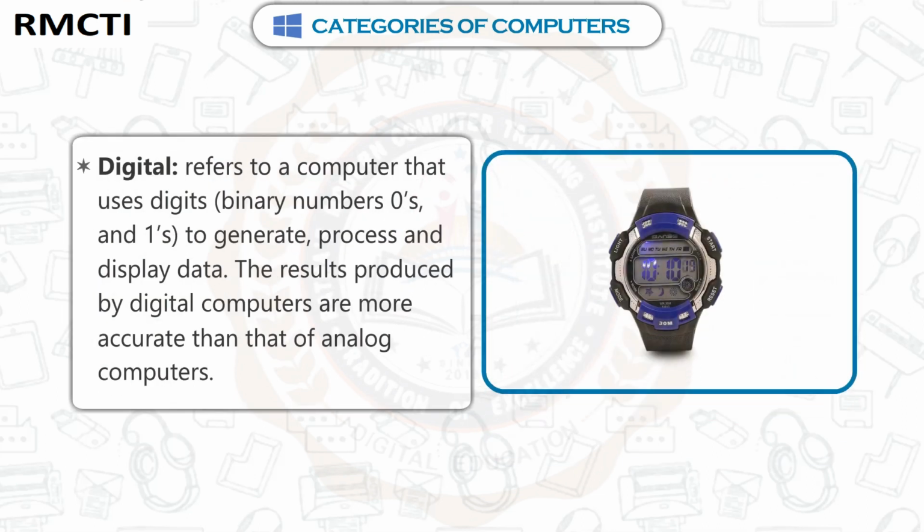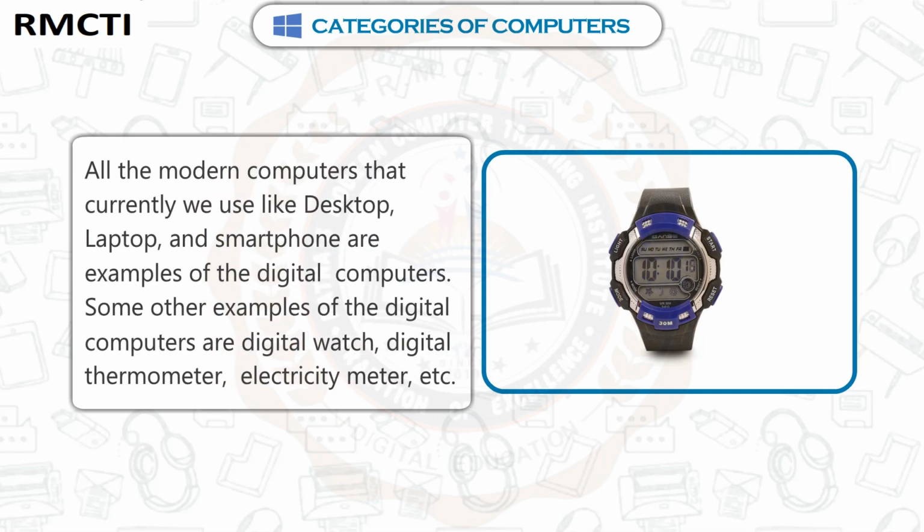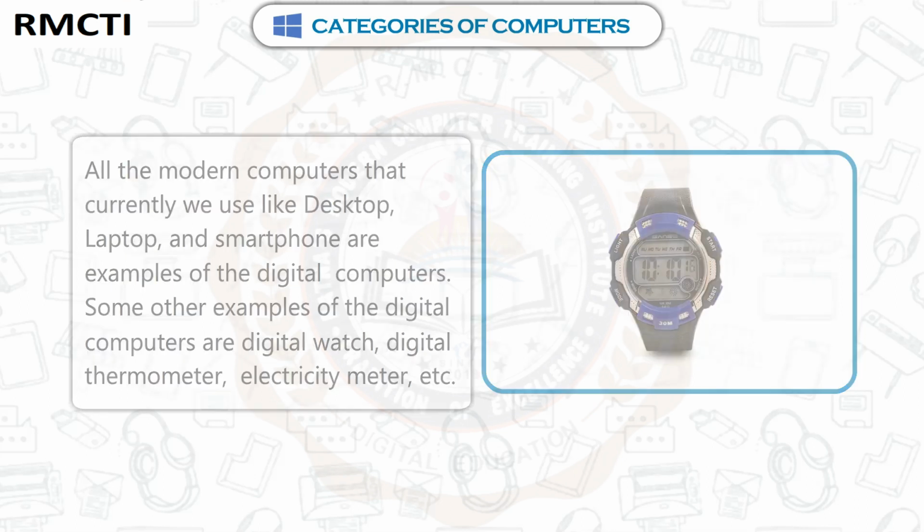Digital refers to a computer that uses digits, binary numbers, zeros and ones to generate, process and display data. The results produced by digital computers are more accurate than those of analog computers. All the modern computers that we currently use, like desktop, laptop and smartphone, are examples of digital computers. Some other examples of digital computers are digital watch, digital thermometer, electricity meter, etc.